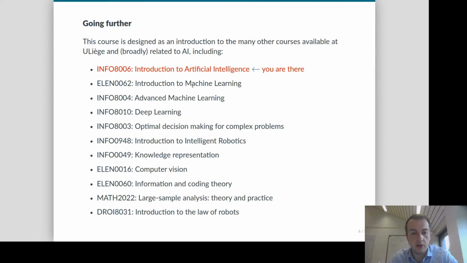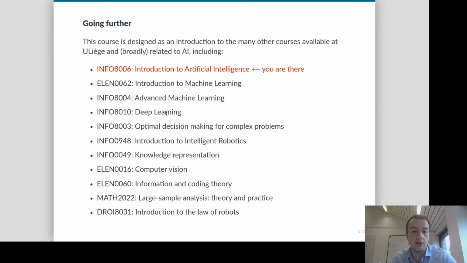And usually it goes as follows. You start with introduction to machine learning. Then we have 2 more advanced courses on machine learning. One is about deep learning, which is a family of methods known as neural networks in machine learning, and this course is only dedicated to that.